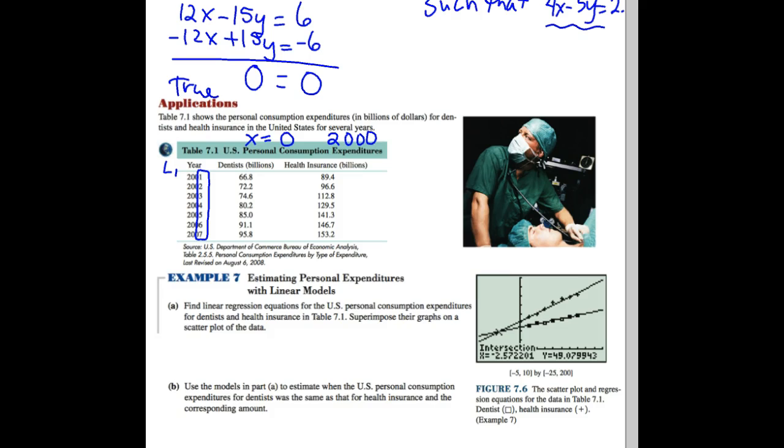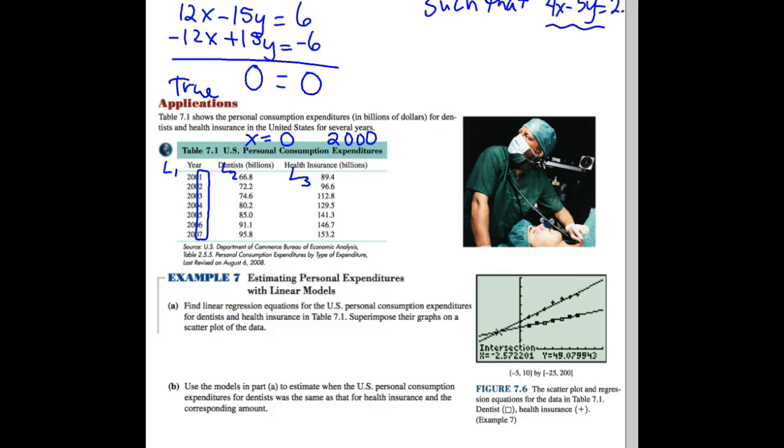And then in list 2, I want you to put the dentist information, and in list 3, the health insurance information. All right, let's pause the video here for a sec while you do that. Okay, so we've entered the year as 1, 2, 3, 4, 5, 6, 7 in list 1. We've entered the dentist information in list 2 and the health insurance in list 3.